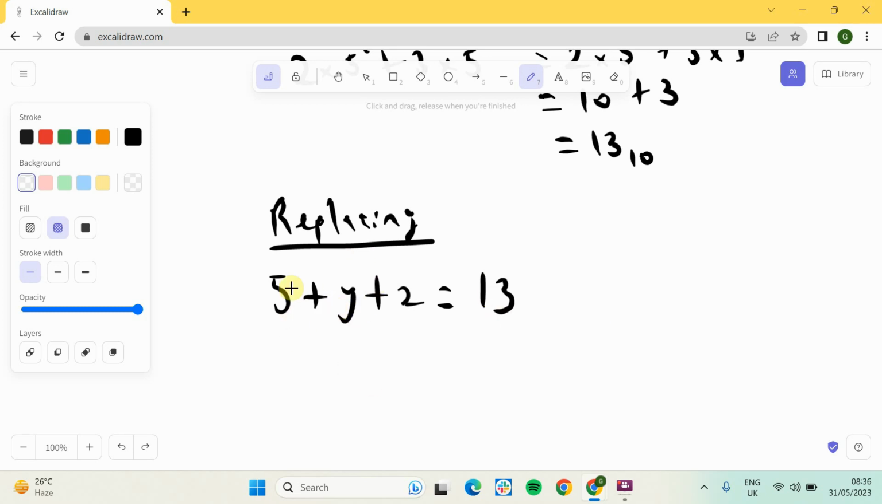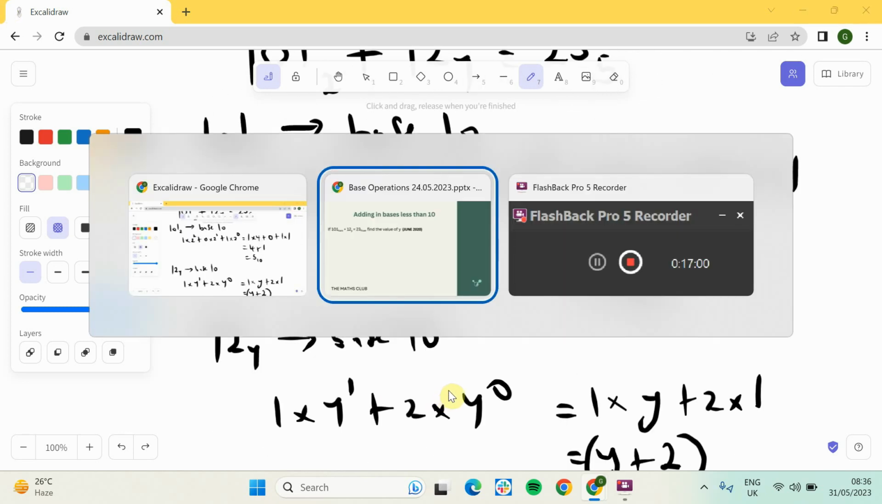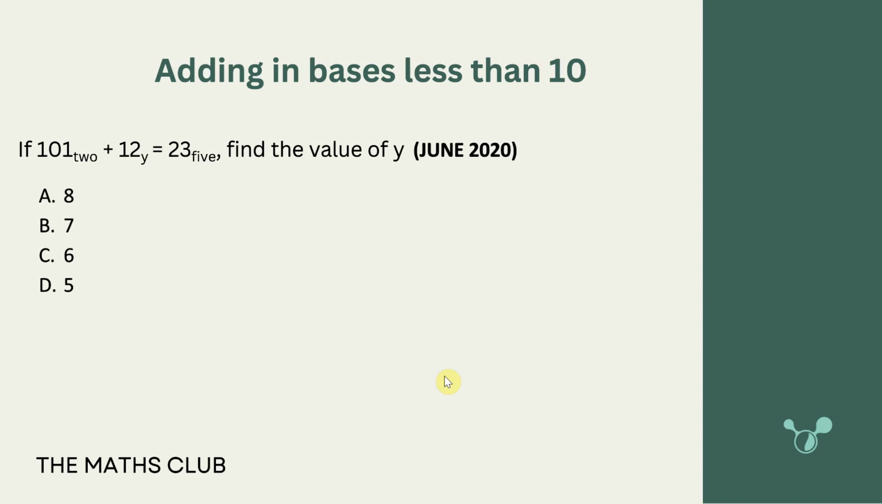So let's add like terms. 5 plus 2 is 7. So that's like saying y plus 7 is equal to 13, right? So I can just carry over this plus 7 to the other side. When you carry over plus to the other side, it becomes minus. Great. So y is equal to 13 minus 7. Therefore, y is equal to 13 minus 7, which is 6. So the y that they told us to find is 6. Let's see if we're correct. That is option C. Great.